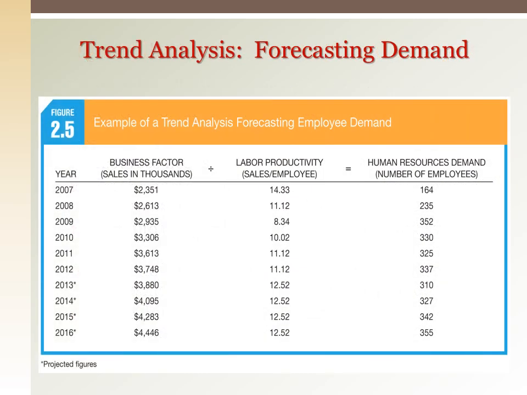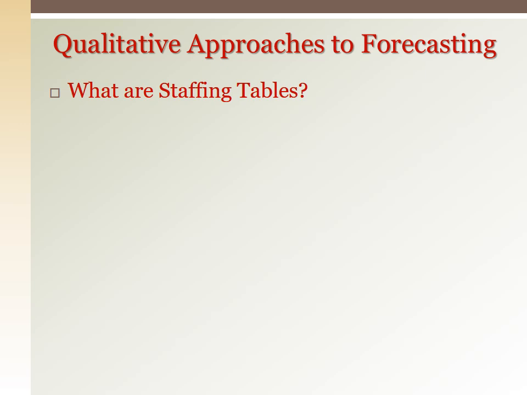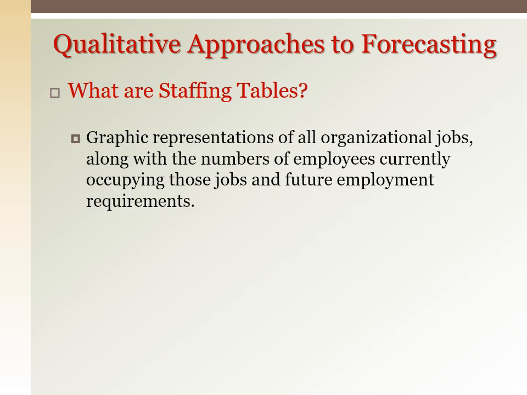Looking at a forecast demand example, you can see the figures from 2007 to 2016, projected values of labor productivity and human resources employees needed. Staffing tables. These are graphic representations of all organizational jobs, along with the number of employees currently occupying those jobs and any future employment requirements.